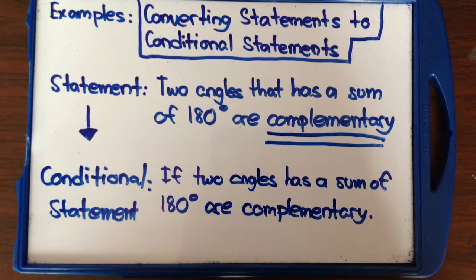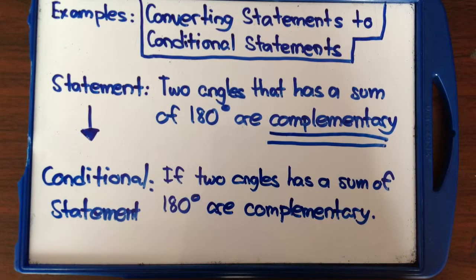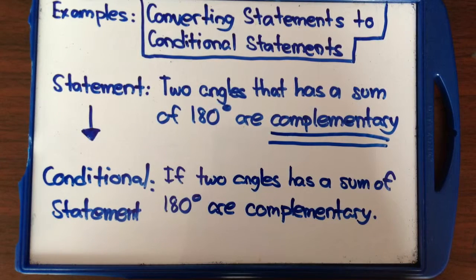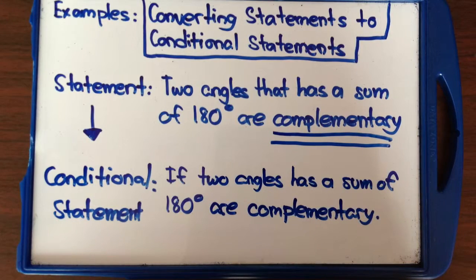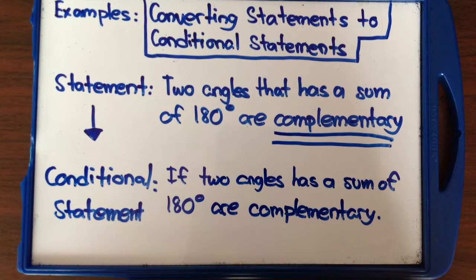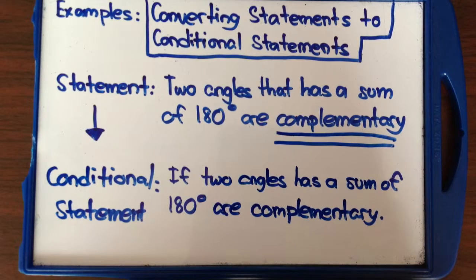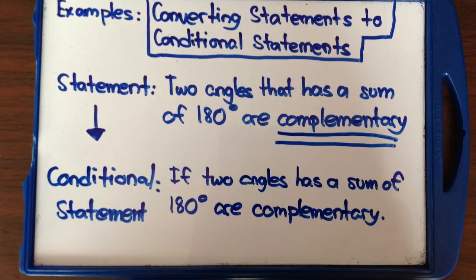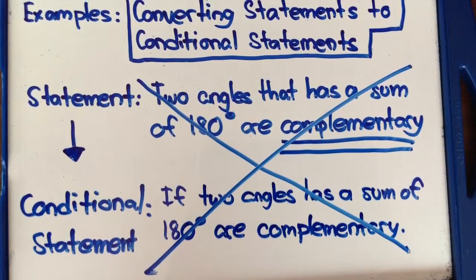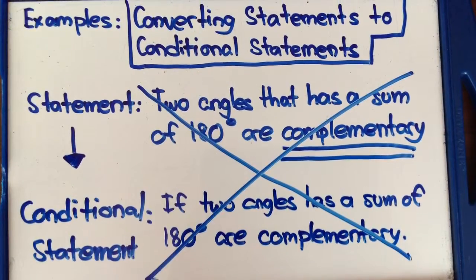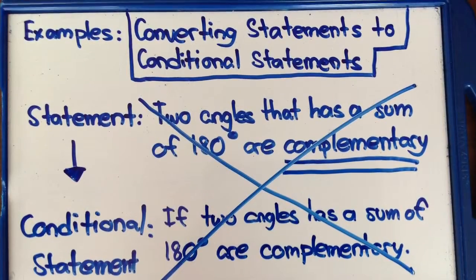Like this example. This statement is a false statement because of the underlined word complementary. That is the conclusion part. Two angles that have a sum of 180 degrees are supplementary, and complementary angles have a sum of 90 degrees. So, we can say that this statement is false, and we can't convert it into a conditional statement.